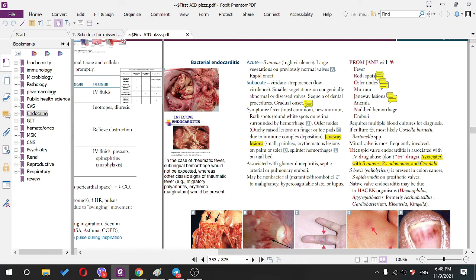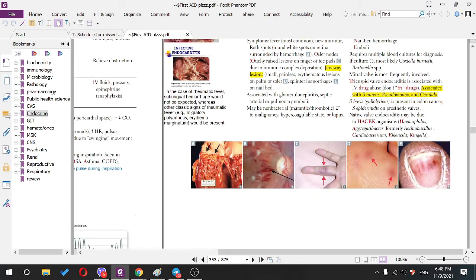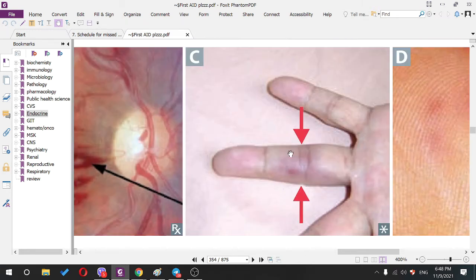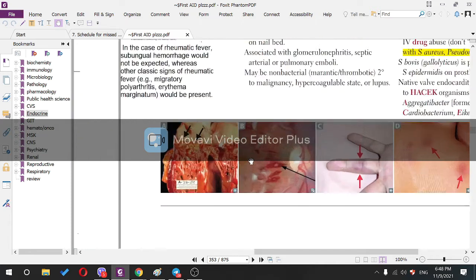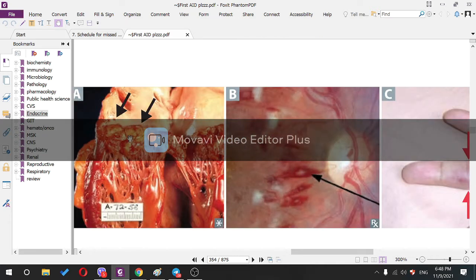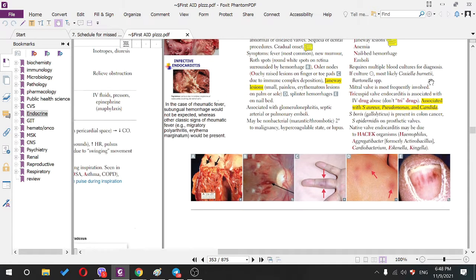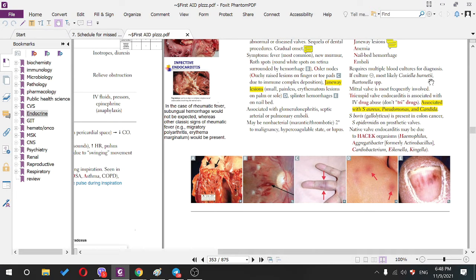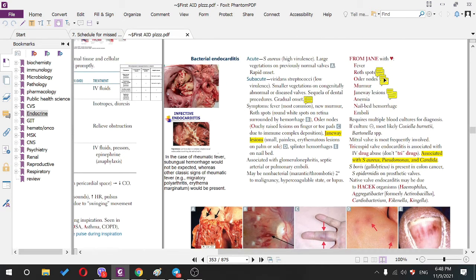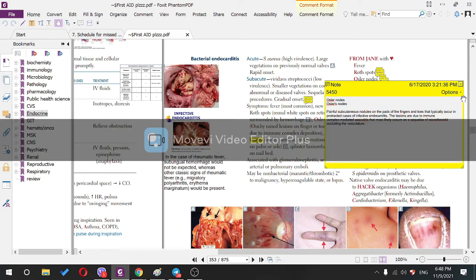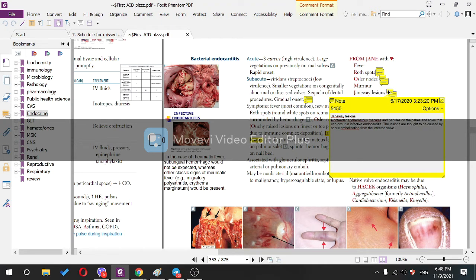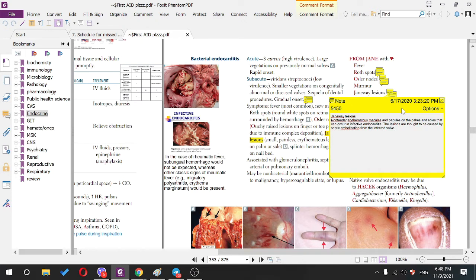So Osler nodes, we have an ouchy raised lesion on the finger or toe pads. You can see them at picture C. So you can see them here, and also you can see the Roth spots here, and you can see the vegetation there. So now let's speak about why Osler is painful while Janeway is painless. Why do you think, guys? Why do you think Janeway is painless while Osler is painful?